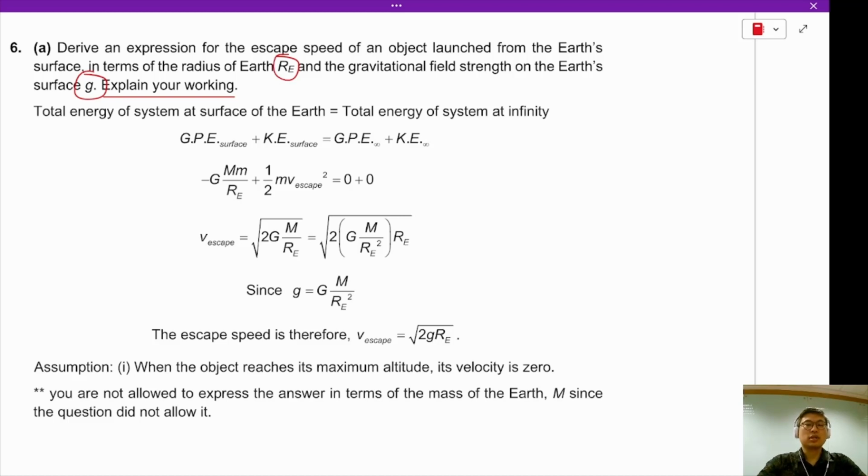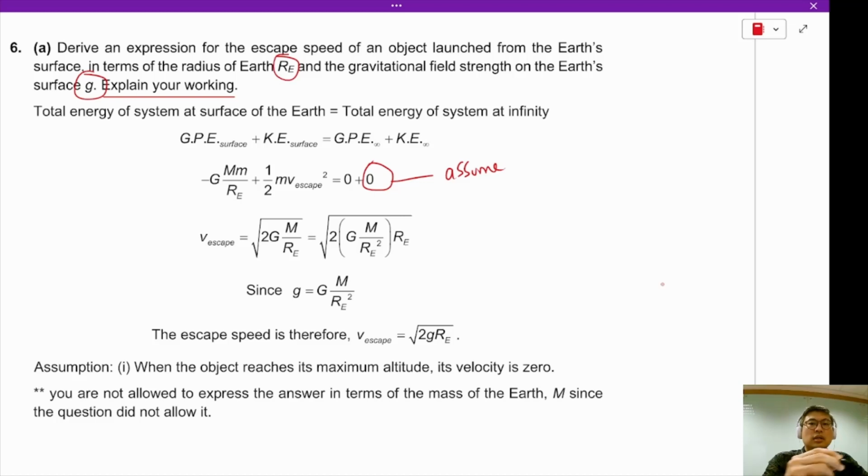Now, based on the conservation of energy, the total energy of the system at the surface of the Earth will be equal to the total energy of the system at infinity. So the gravitational potential energy at the surface plus the kinetic energy at the surface will equal the gravitational potential energy of the system at infinity plus the kinetic energy of the object at infinity. Now, the formula for GPE is minus GMm over r, and the formula for KE is half mv squared.